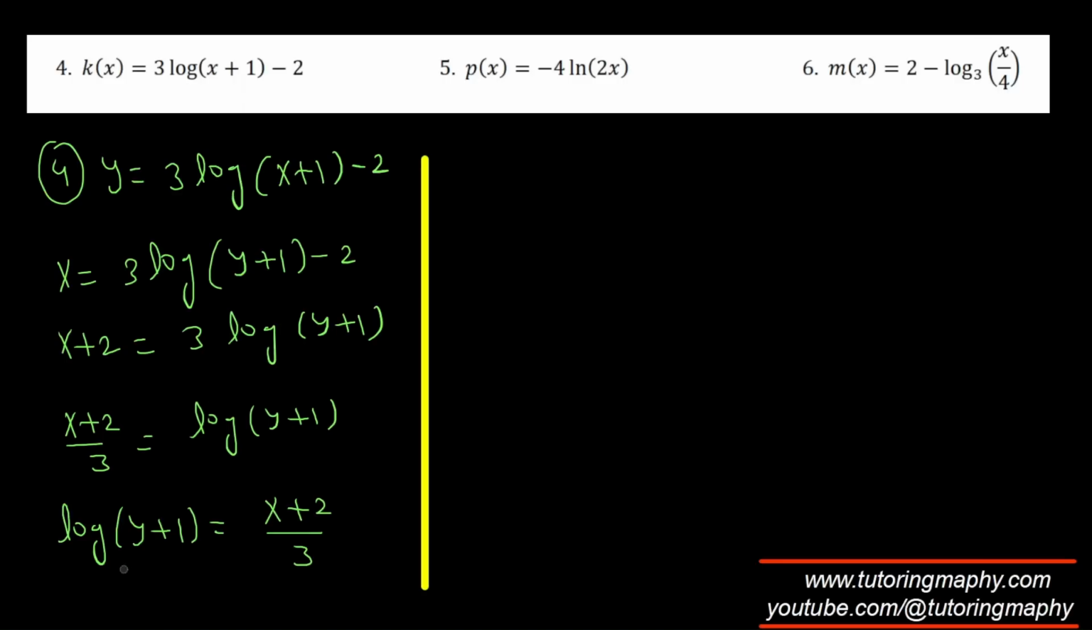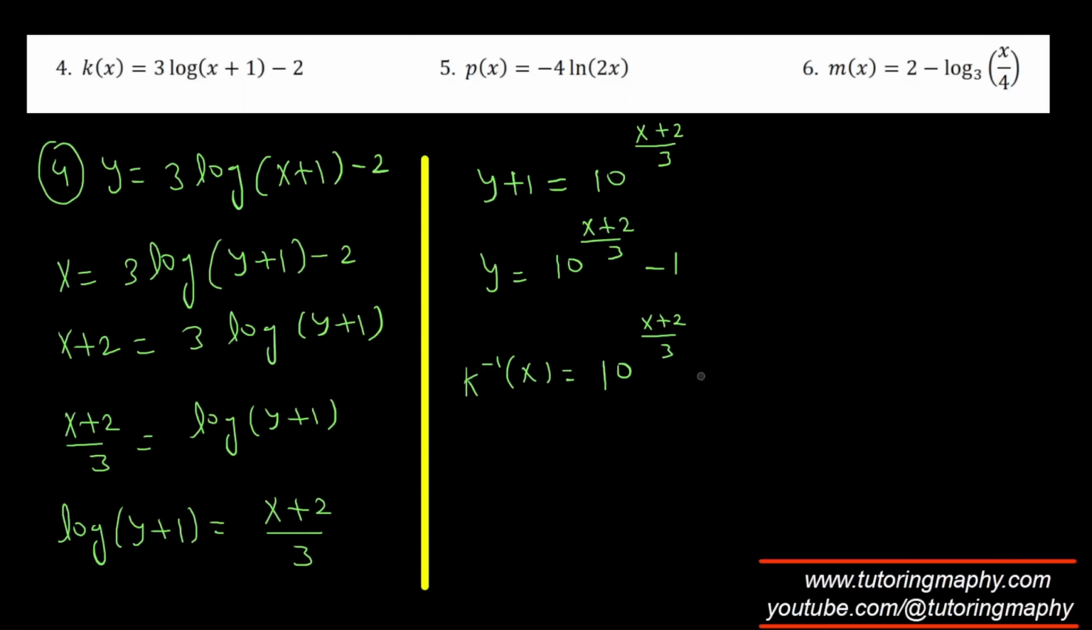And then if I want to do away with the log, the base is 10, since nothing is written in the base. So inside the log, whatever is written, that is as it is. The base goes over on the other side, and whatever is on the right side jumps on the power. So x plus 2 over 3. So y is equal to 10 raised to x plus 2 over 3 minus 1, and y is nothing but k inverse x, right? So k inverse x is equal to 10 raised to x plus 2 over 3 minus 1. This is the final answer.